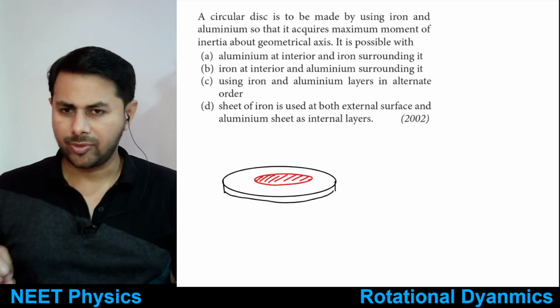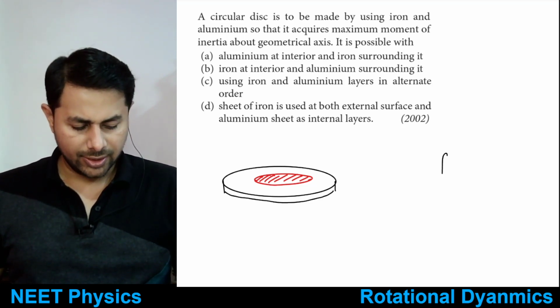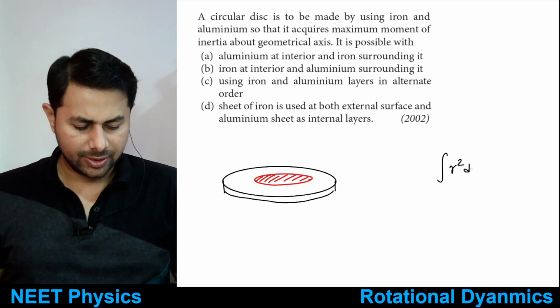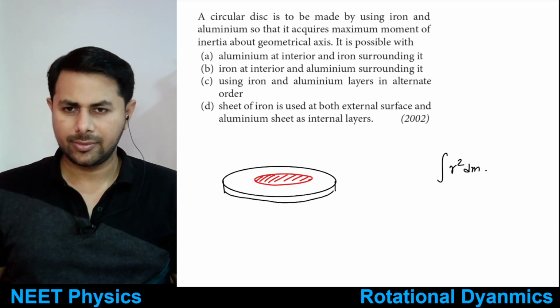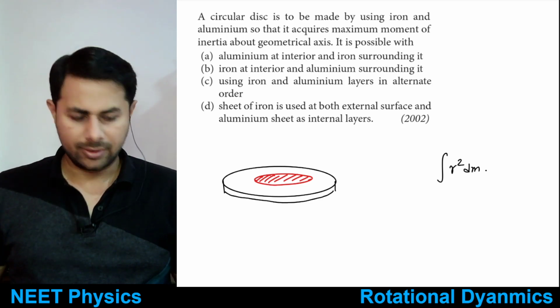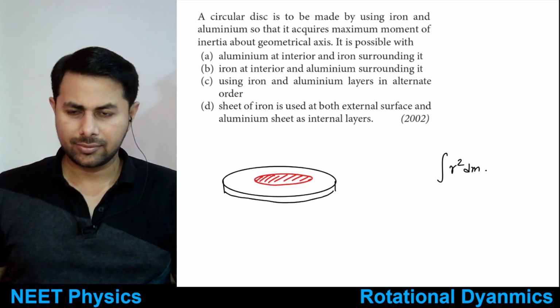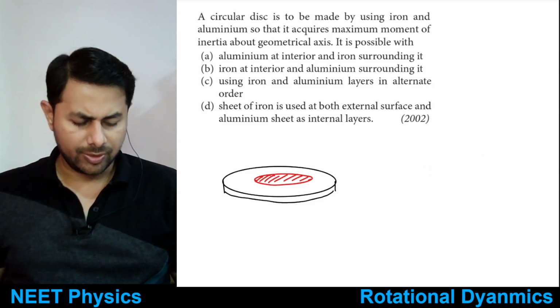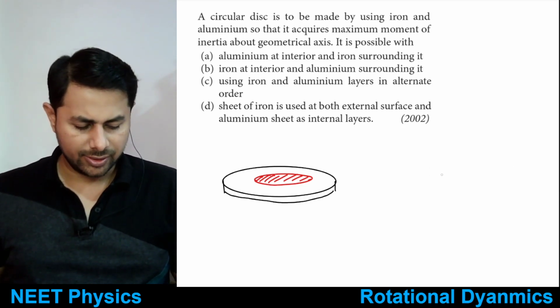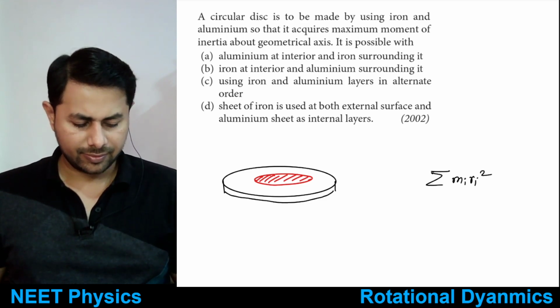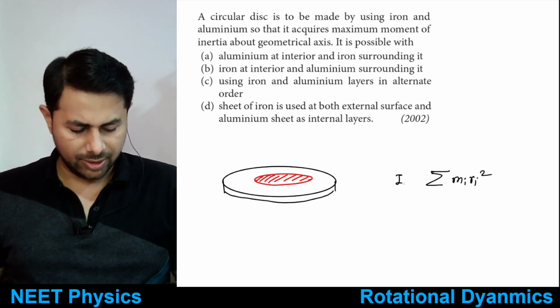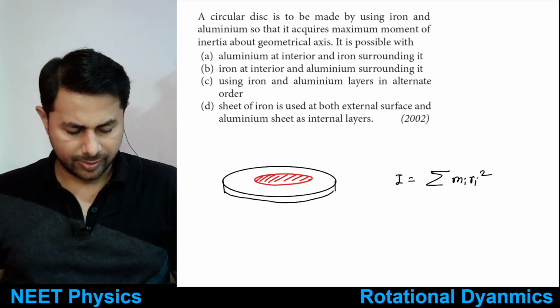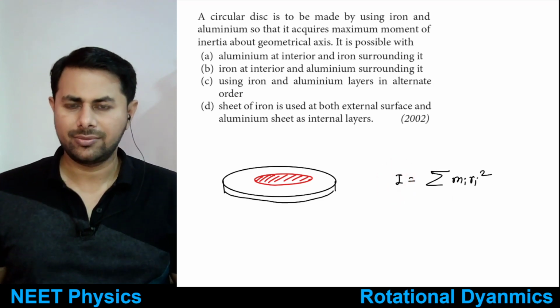What is the formula of moment of inertia? It is the integration of r square dm, right? Or you can take this formula also, just to imagine. You can take the summation of mi ri square, and you want this to be maximum. Tell me.